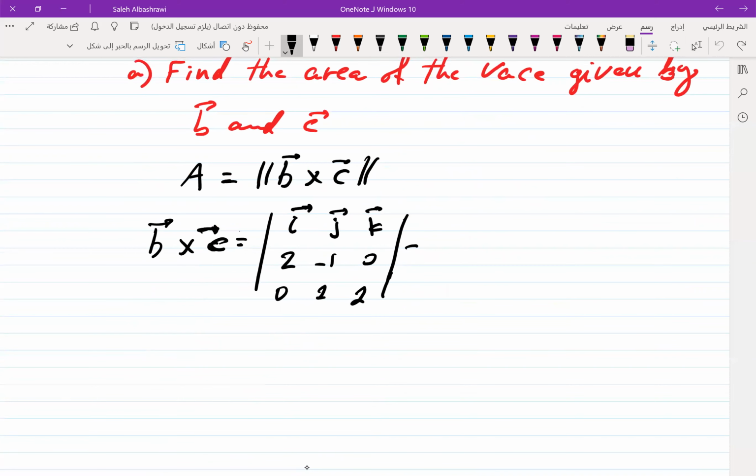Which is equal to, for i, cross the first column. So it is minus 1 times 2, which is minus 2, minus 0. It is minus 2i. Now for j, don't forget that we must start with a negative sign. Then we find the product for j, cross the second column. 2 times 2 is equal to 4 minus 0. So this is minus 4j.